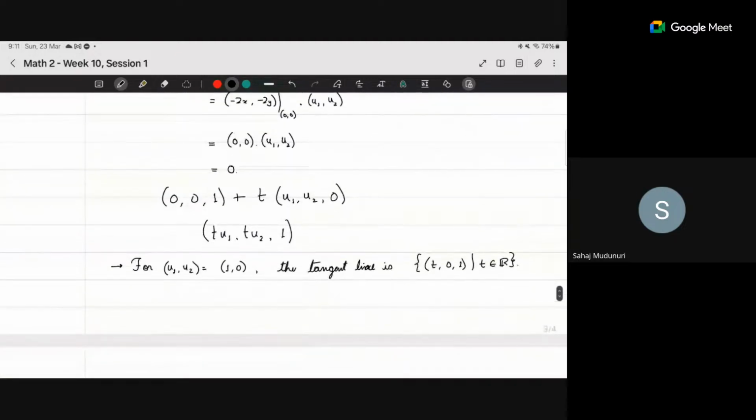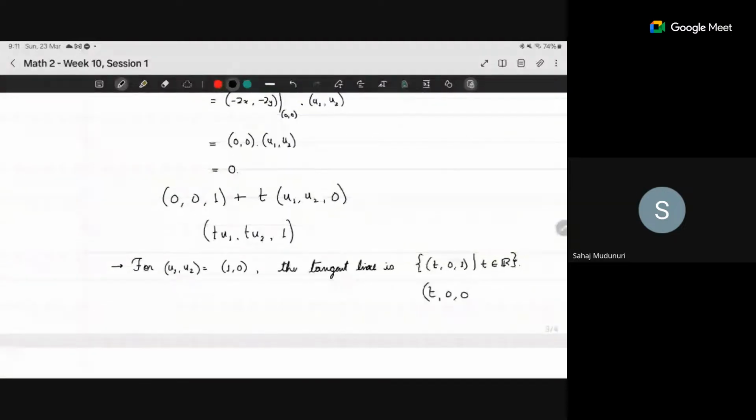You can also see that this t01 you can write as t00 plus 001. And t is a variable, so it corresponds to the span of 1, 0, 0. Yes, sir.